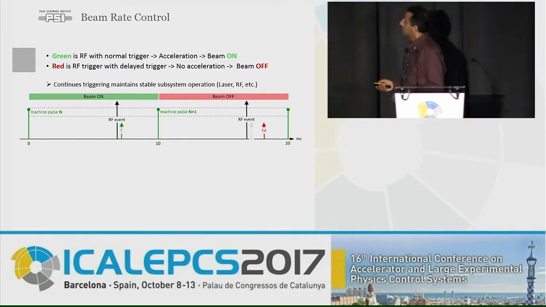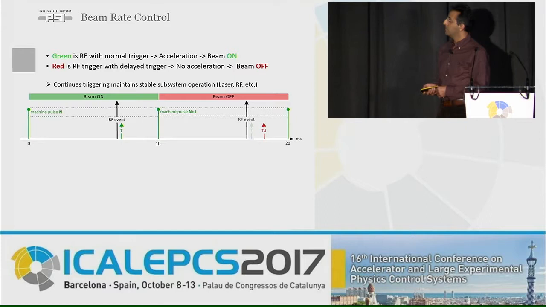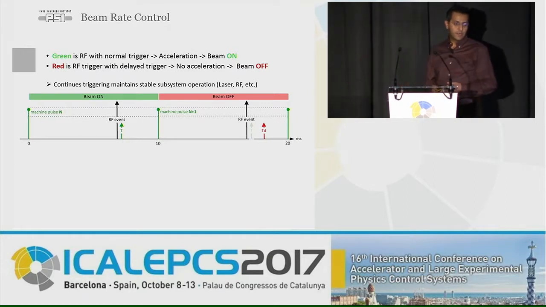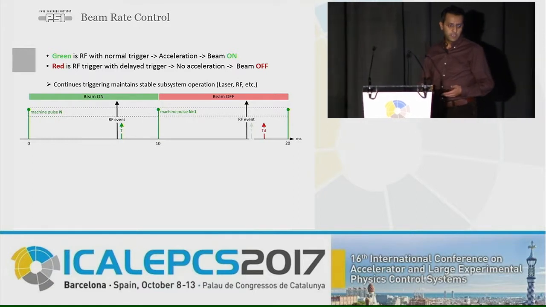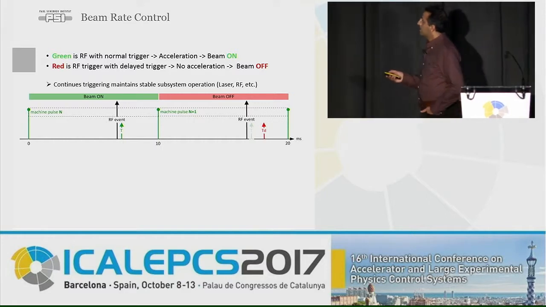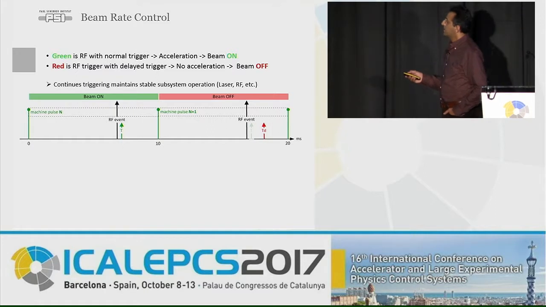Systems would like to stay in their operating point, or so to say, they would like to stay warm and be able to provide a stable beam, because if you stop triggering, they might not be able to produce exactly the same beam as the previous pulse. So the technique is not to stop the trigger. Basically you trigger, for example, an RF system at every pulse, no matter if you have beam or not.